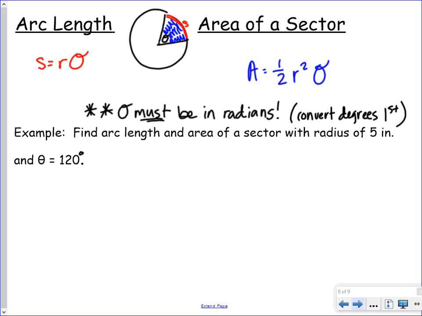But this would be an example where it says find the arc length and area of a sector. We just talked about it. Theta is 120 degrees. I'd have to multiply that by pi over 180 and get a fraction, 5 pi over 6.